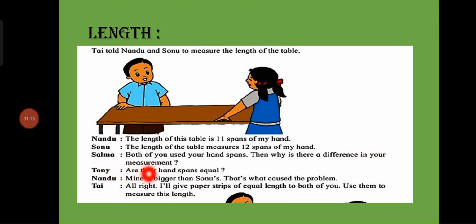Tony: are their hand spans equal? Nandu: mine is bigger than Sonu's. That's what caused the problem. Tai: all right. I will give you some paper strips of equal length, both of you. Use them to measure this length.